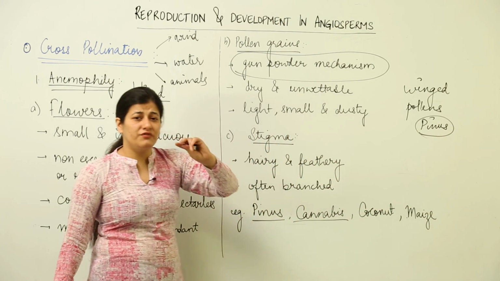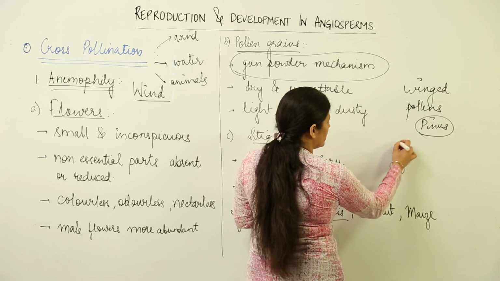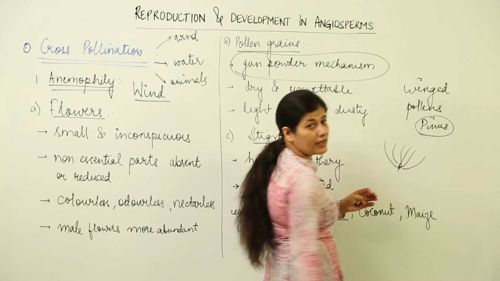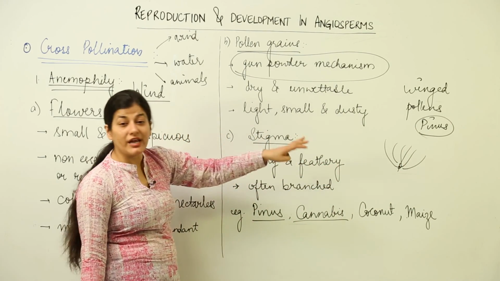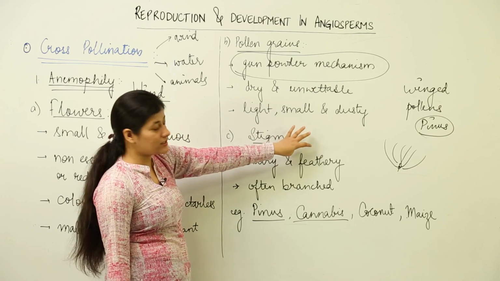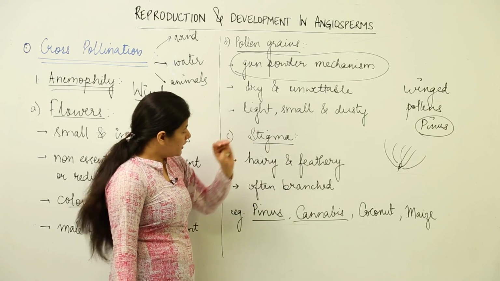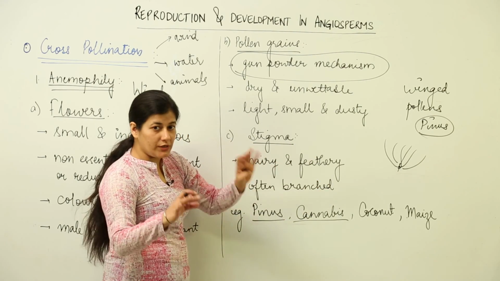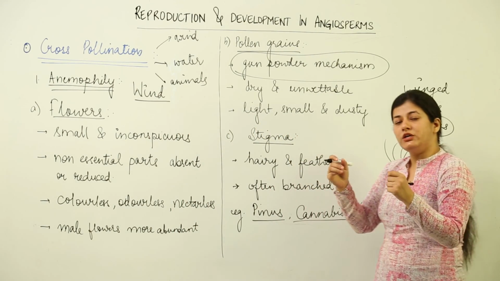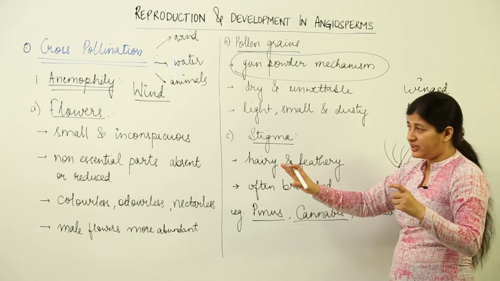You must have seen a few pollens like this, hairy pollens, winged pollens, which fly in the air. They are nothing but the pollen grains of an anemophilous flower. Now coming to the stigma. Stigma is hairy and feathery. It is often branched, and do keep in mind, because this process involves wind, the wind is going to carry away the pollens passively.